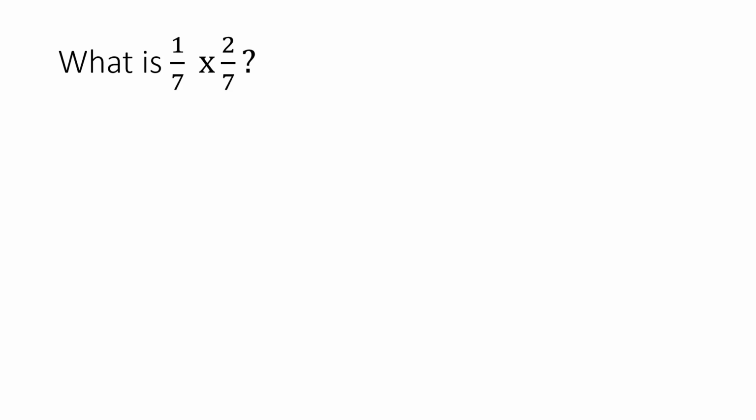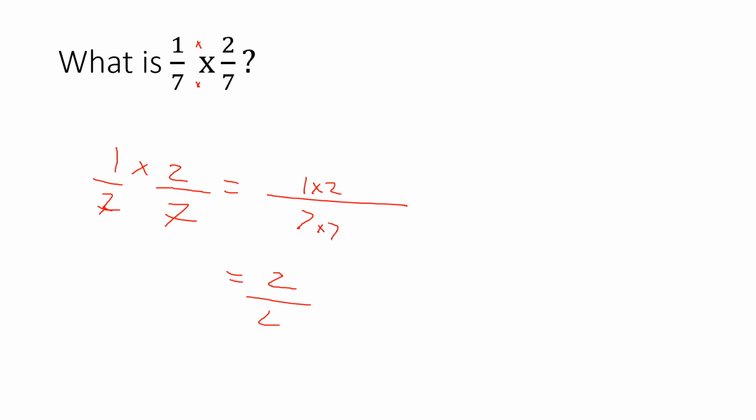To multiply a fraction, all we're going to do is just multiply top and multiply bottom. So in this case, we've got 1 over 7 times 2 over 7. That's the same as 1 times 2 divided by 7 times 7, which is the same as 2 over 49. And we can just leave our answer like that.